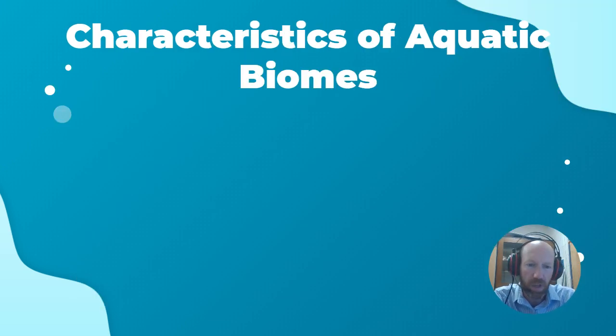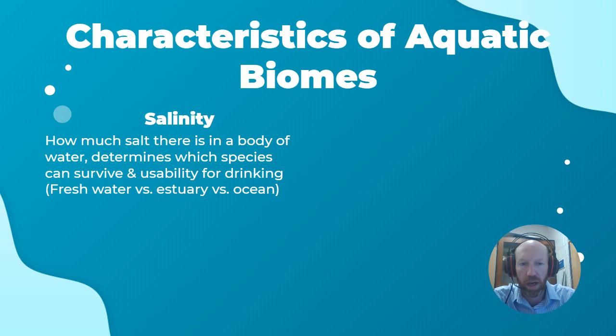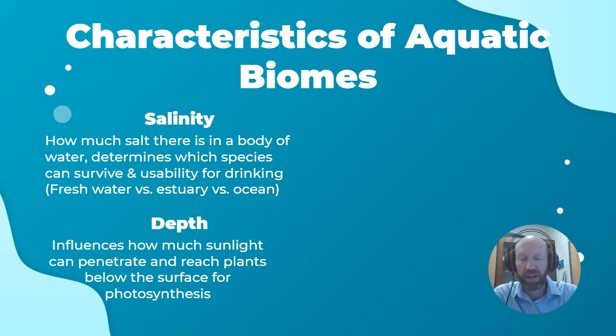So, aquatic biomes in general, characteristics. You've got salinity, which is salt. How much salt is there in that body of water? And that determines which species are able to survive and live there, and whether or not it's safe for drinking for us. Then you've got depth. How deep is it? Depending on how deep it is, that's how much sunlight can penetrate that upper level and how many plants can actually use photosynthesis.